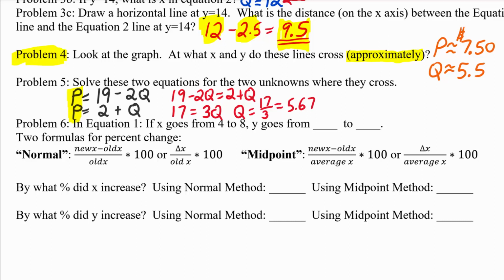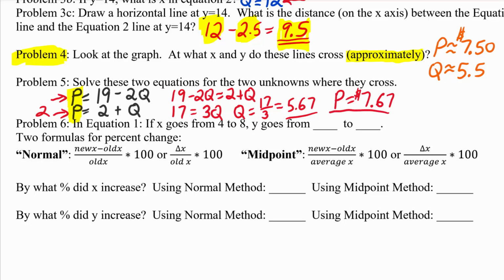Now we also want to know what the price is. So once we have that quantity value, 5.67, plug it into either of these two equations here, whichever one seems easier. The one that seems easiest to me is equation 2. Just add 2 to your answer. So price equals 2 plus q. The price is going to be equal to 2 plus 5.67, or about $7.67.